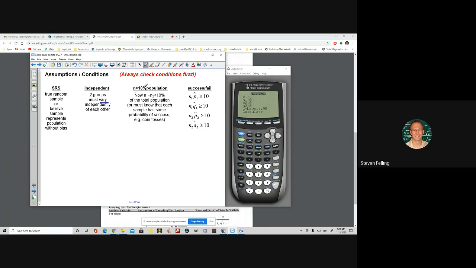We still have that n is less than 10% of the population, but now it depends on how you check it. If they really came from two completely separate populations, you'd want to check that N1 is less than 10% of this population and N2 is less than 10% of this population. But if you're going to be pooling because you're assuming they're kind of from one population, then you want to check that the total sample is less than 10% of that total population. So I've seen it done either way. It kind of depends on the context of the problem. And then there's more work to do for the success-fail criteria. You have to check np and nq are greater than 10 individually for each of the two proportions separately.